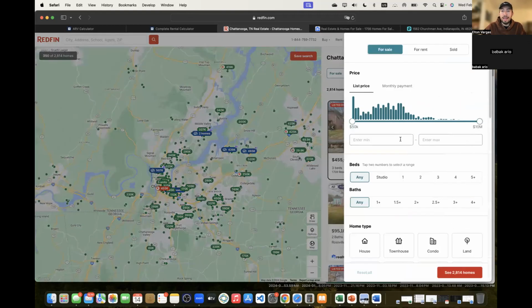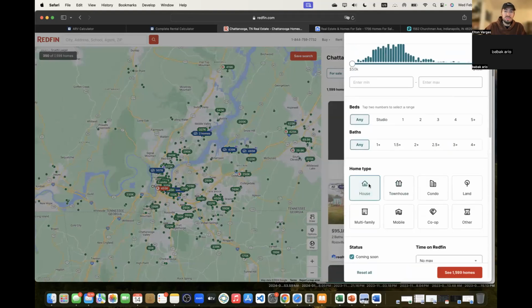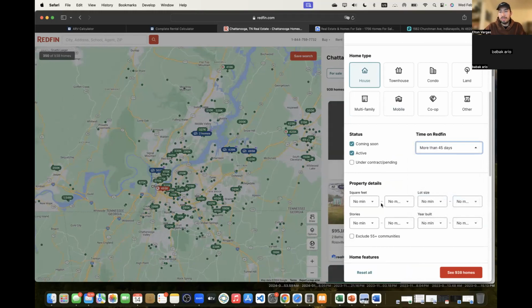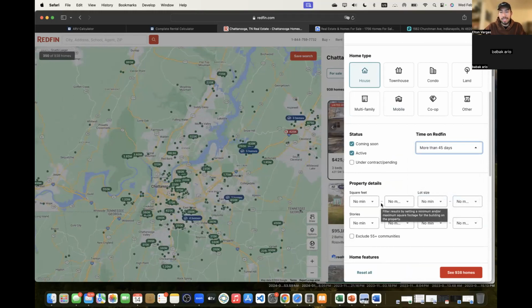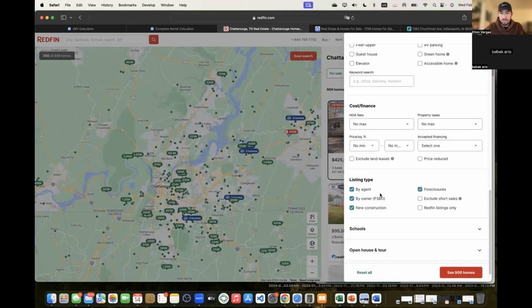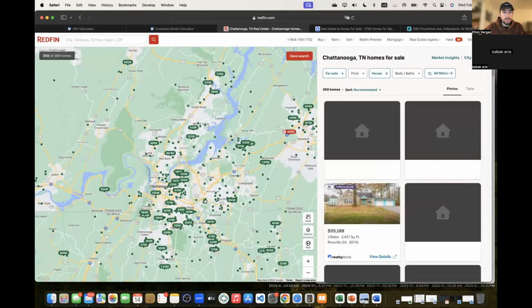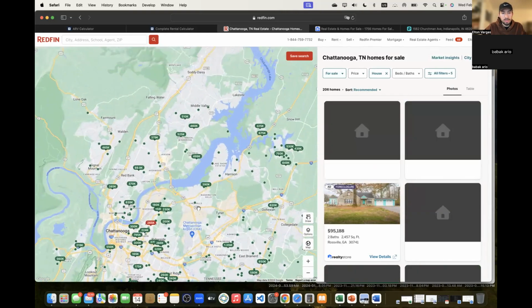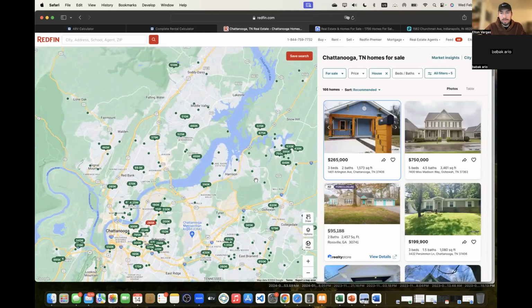So my filters that I like to use are I'm gonna use a single family home, so we're gonna use houses. I'm gonna look for properties that are 45 days stale, and I like properties that are at least 1,000 square feet. I like to exclude 55 plus communities, and I also like to exclude new construction homes. Bam, there we go. So we got a good amount of homes. I know I'm heading a little bit more south out of Tennessee, but let's check it out. Let's see what we have going on.